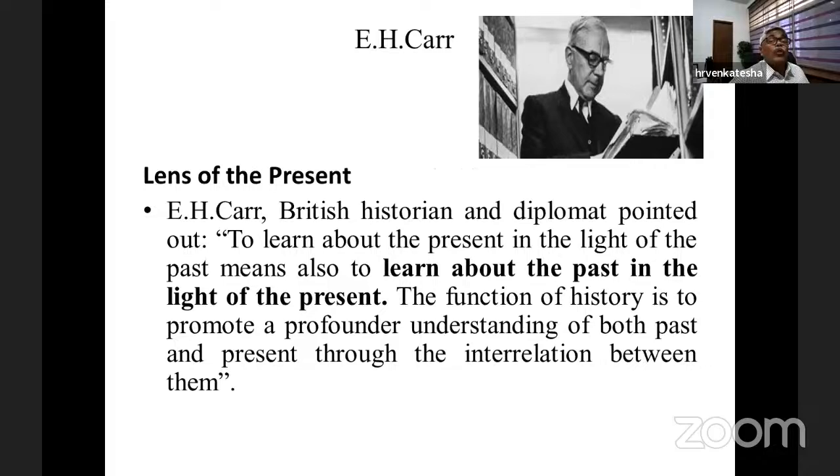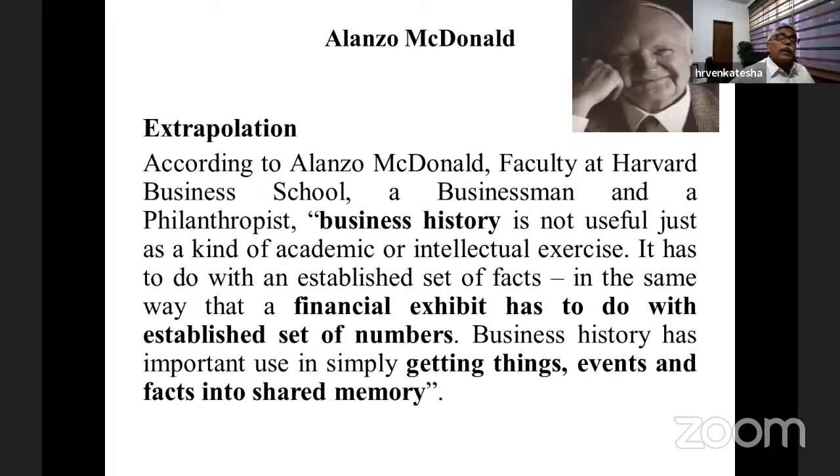That is why I have prepared a few more slides exclusively on this, because being a B school, being graduates or M.Com or MBA or CA or whatever qualification you do, at the end of the day we have to ask the student to take right decisions. My question is, does studying history help us to take proper decisions, extrapolation? Now, Alonzo McDonald was also faculty at Harvard Business School, and later became a businessman and a philanthropist. And what he says is very important.